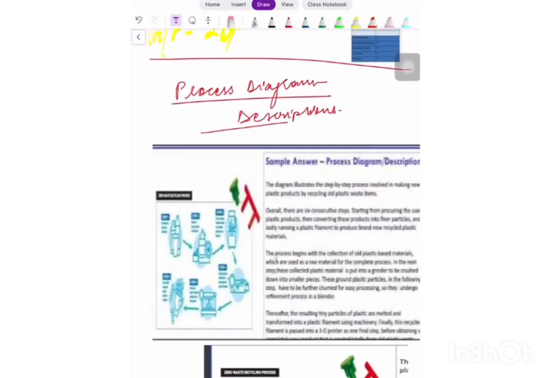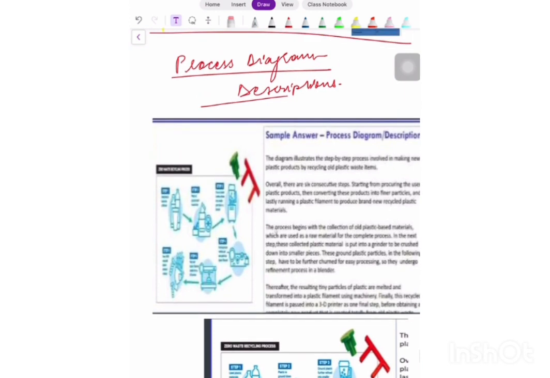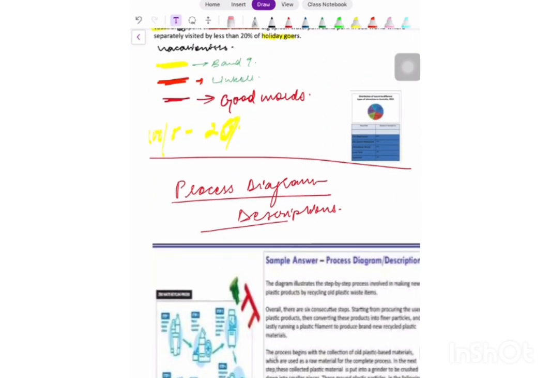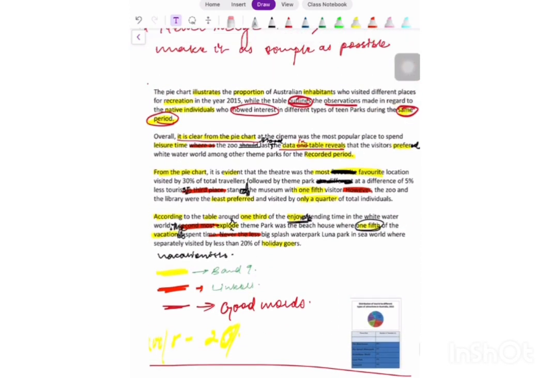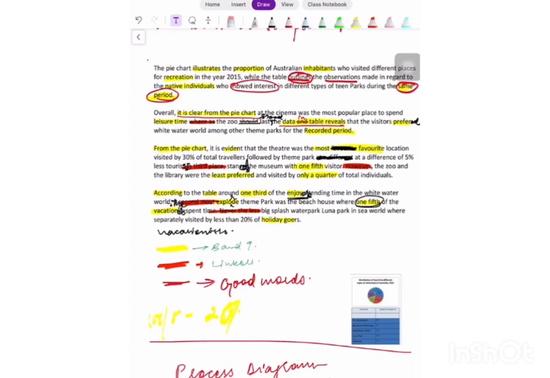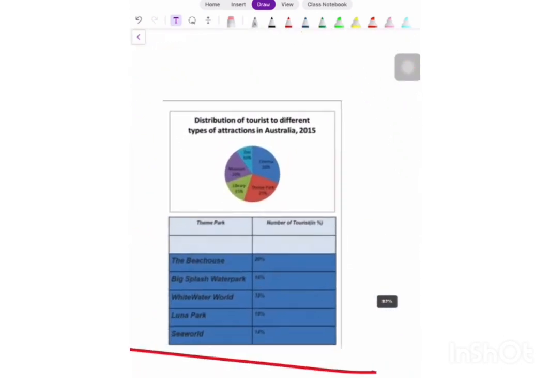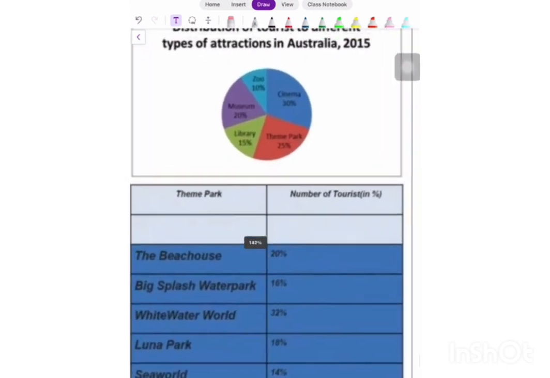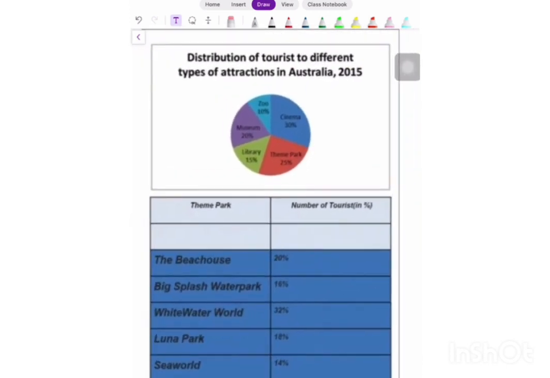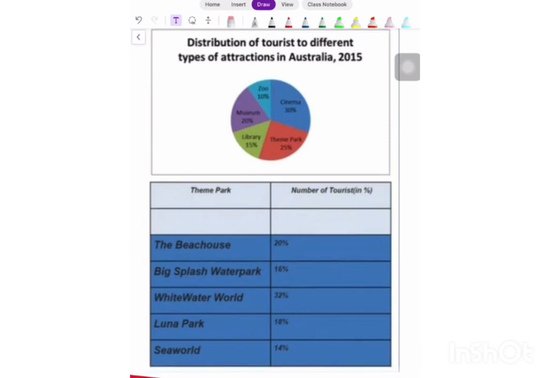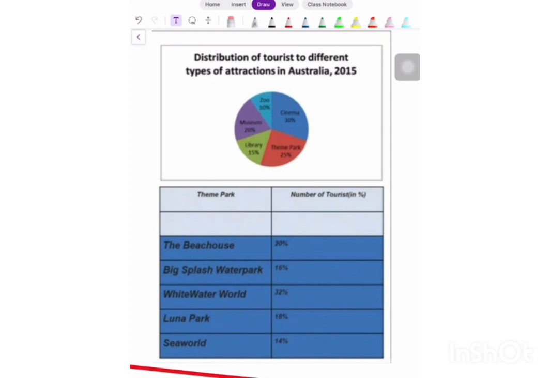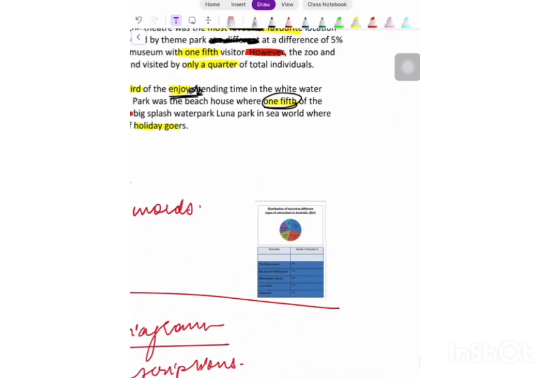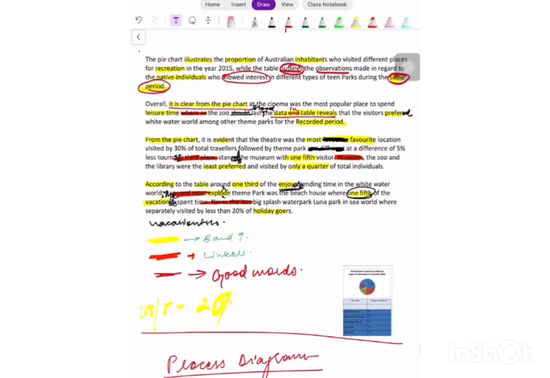Here we will discuss the process diagram and description, process description basically. So the previous answer that we discussed just before this topic was this. This was the question, and you can see the distribution of tourists to different types of attractions in Australia 2015, and they have also given a table. So this was the question. You can take a screenshot of it, and this was the answer to it.